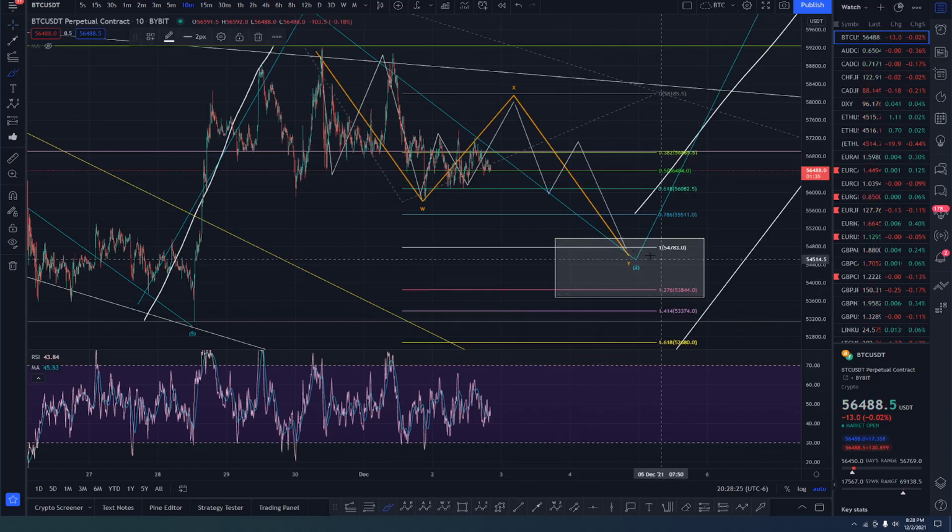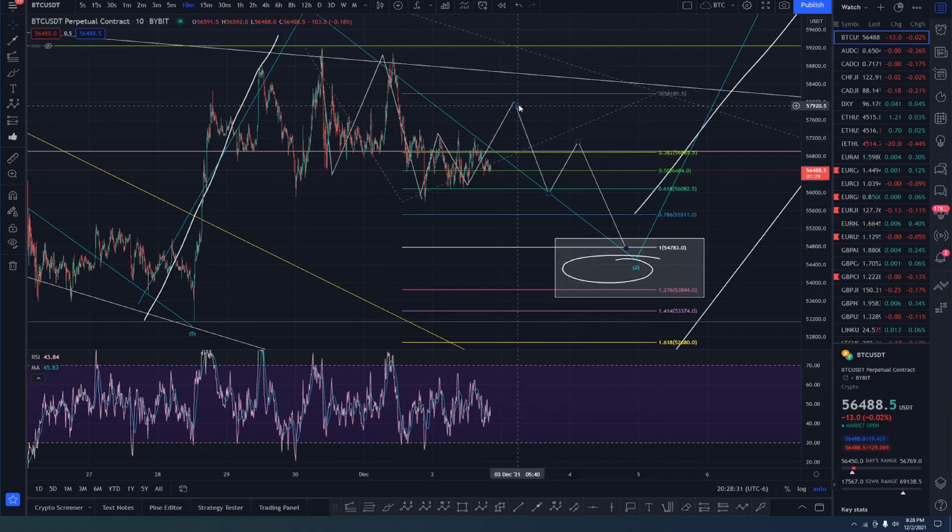That's a potential idea if price does what I'm looking for. All right, so there's an idea. Now let's talk about another idea. It's a much more bearish idea, or at least it's a bearish idea for the intermediate. It's bullish long term, but it's bearish for now, because we're going to come down in a 1-2-1-2 instead.